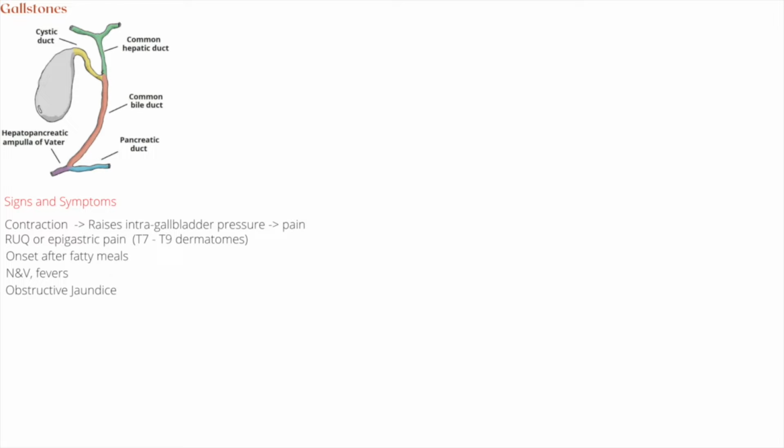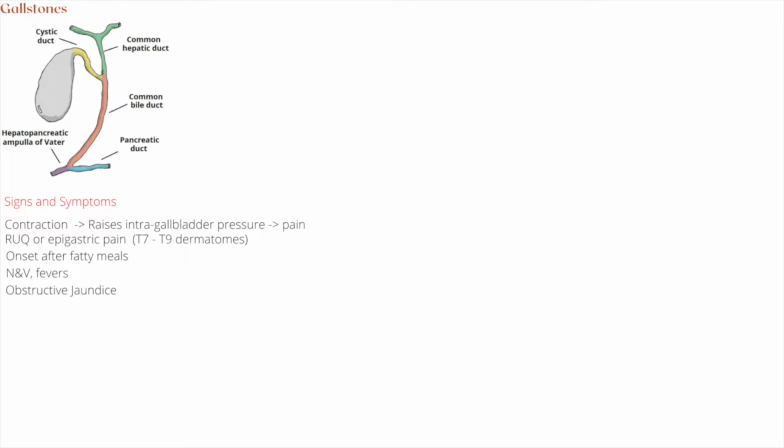the common hepatic duct. When the gallbladder contracts against this obstructed outlet, the raised intra-gallbladder pressure causes pain in a crescendo-decrescendo pattern. It is this pattern because it mimics the contraction of the gallbladder. It is visceral pain that affects T7 to T9 nerves, resulting in the pain being felt in the right upper quadrant or in the epigastric area.